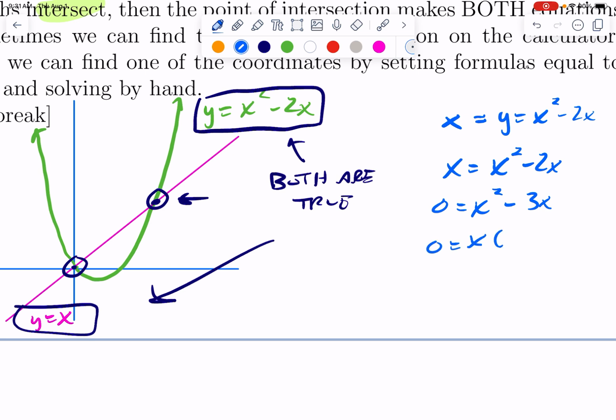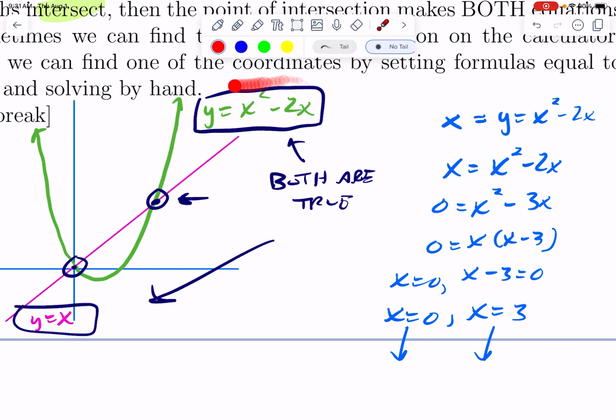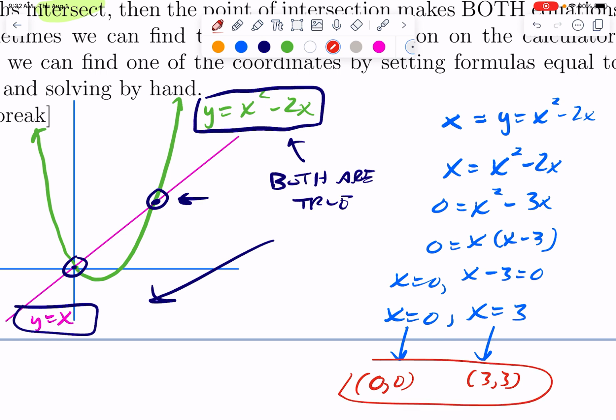I'm going to solve this by factoring. So either x is 0 or x minus 3 is equal to 0. So either x is equal to 0 or x is equal to 3. Then to find the corresponding y value, I could use either one of these. This is easiest because it says at those points this equation is true and it says y and x are the same. So one of the points would be at 0, 0. And one of the points would be at 3, 3. And that should seem believable from this picture.